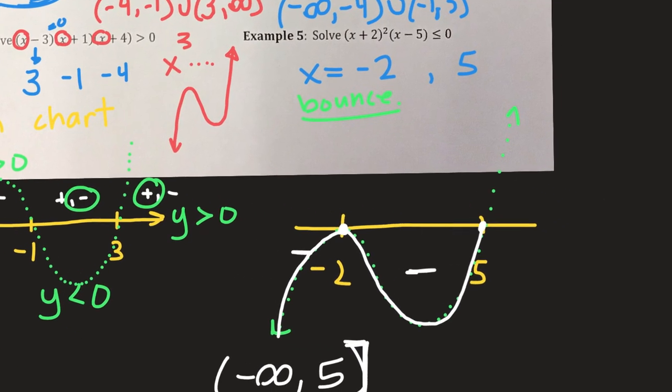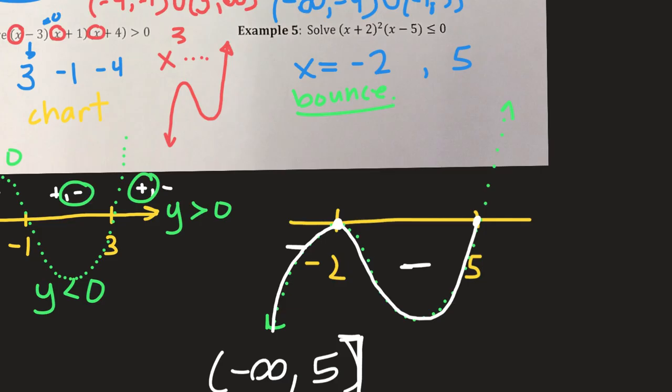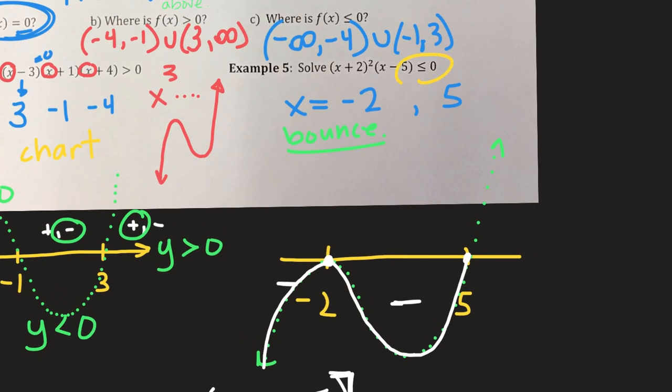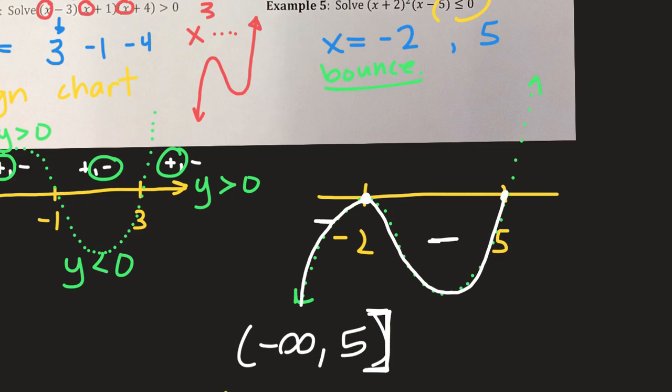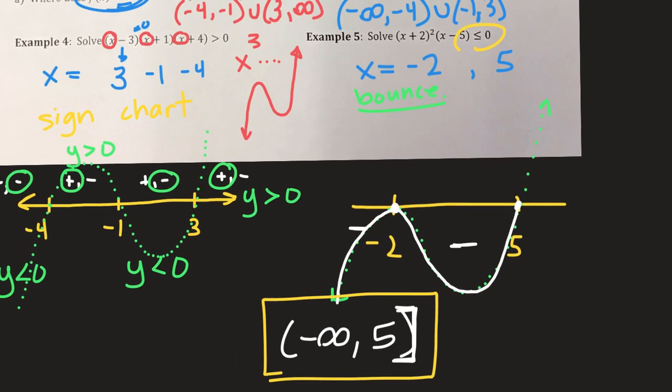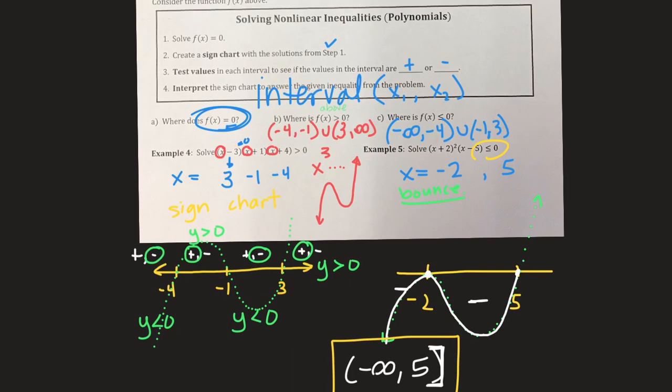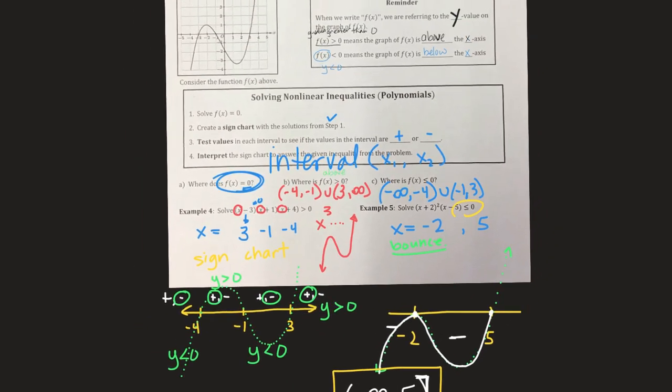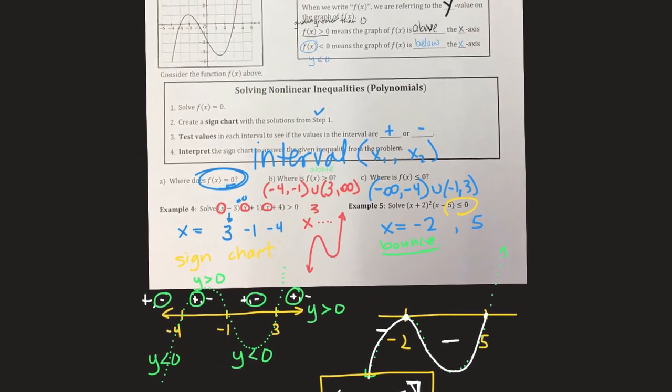And then where is it positive? Well, it just says where is it less than 0, so that's our only solution. From negative infinity to positive 5, that's where the graph is below the x-axis. So you find your zeros and then use what you know about the graph in order to do the other stuff. We'll talk more about that later. Okay, bye.